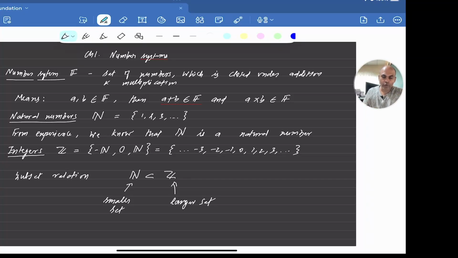Once again, how do we know that the set of integers is a number system? Again, from our experience, by which what I mean is that our experience in counting, we know that Z is a number system.